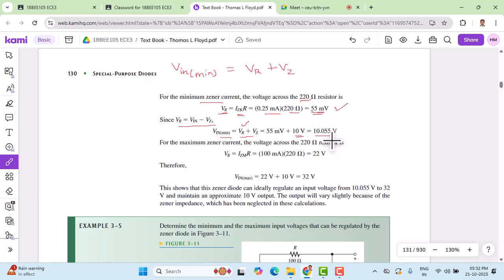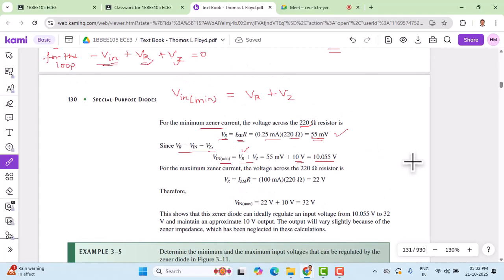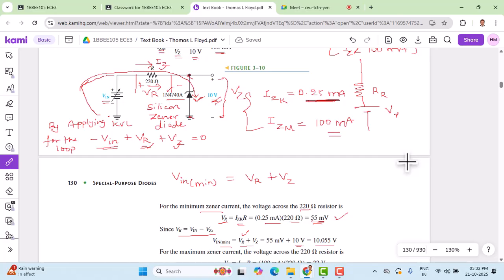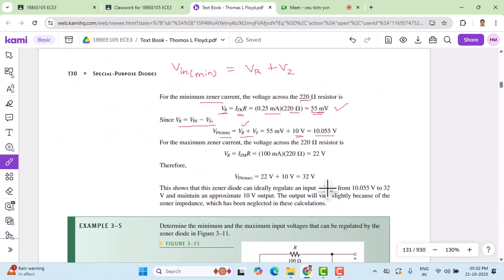What do you mean by this? So what we have done here so far, let us go back and try to analyze it. Here we have taken Iz as Izk, the minimum current we have assumed, and for that the corresponding voltage is known. The breakdown voltage is given as 10 volts, and the minimum input voltage we have calculated is going to be around 10.055 volts.